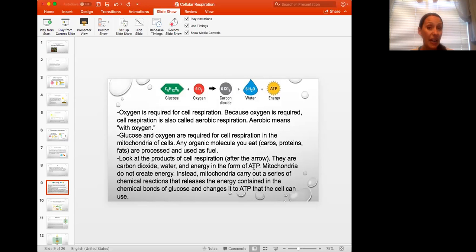Mitochondria do not create the energy, okay? Sometimes there is a little misconception that the mitochondria is what creates the energy. No, that's just where the process takes place of releasing the energy from that sugar, the glucose that we get from producers.